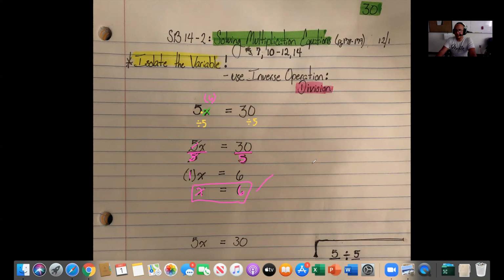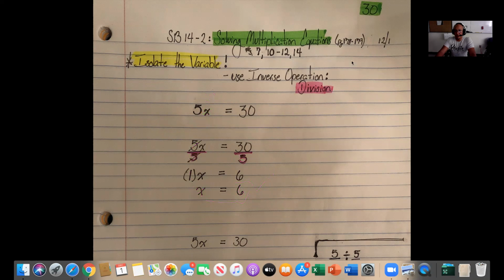Pretty simple. That is the gist of what we're going to be doing today. Again, we're going to be multiplying. We want to isolate the variable by doing the opposite of multiplication, which is division. Whatever I do to one side, I do to the other. And that's how I get my answer.